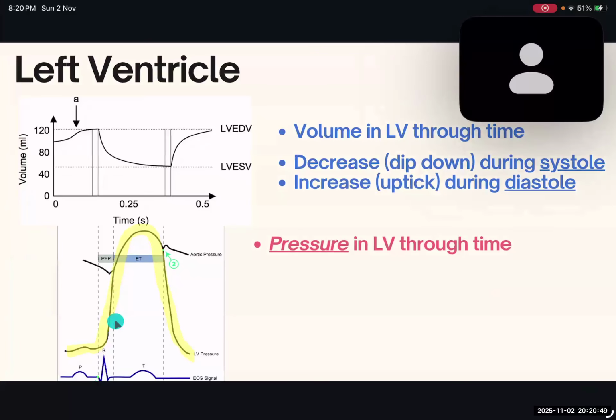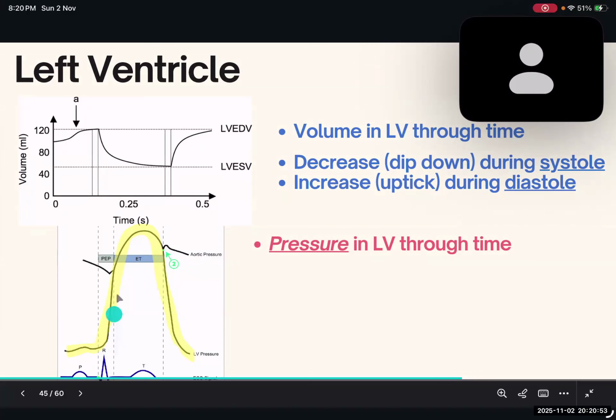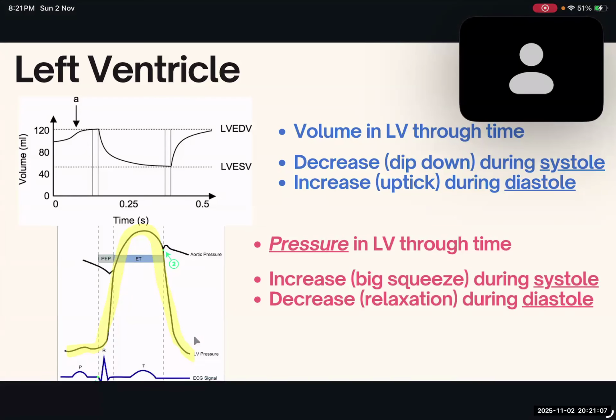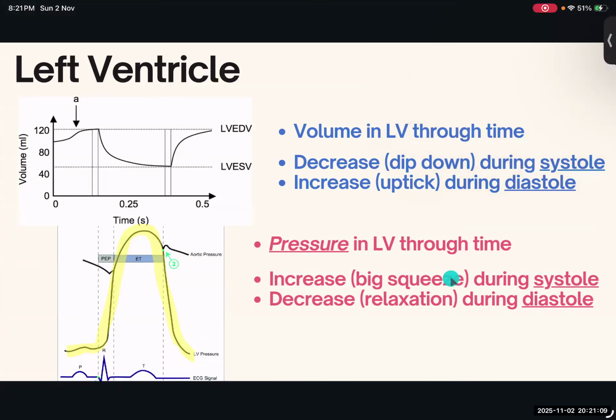So we said multiple times that the left ventricle has to pump a lot of blood into all of the circulation. So it's a very high spike in the pressure. So this coincides with systole. And then this downward curve is going to coincide with diastole, where we have relaxation of the left ventricle.